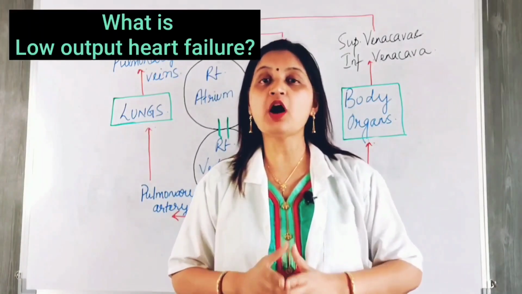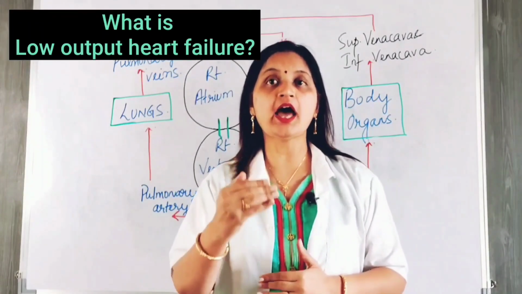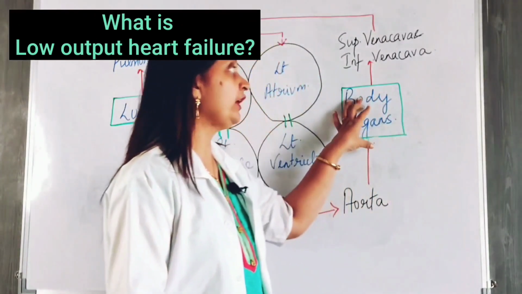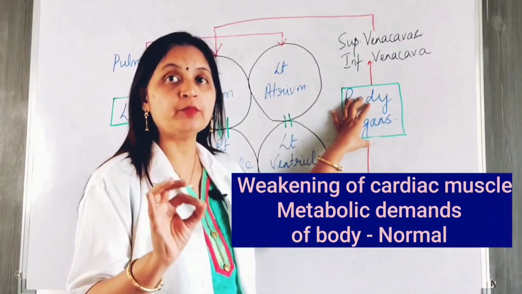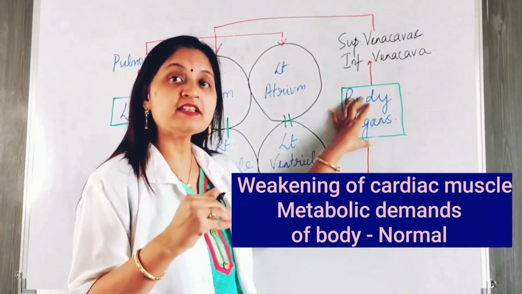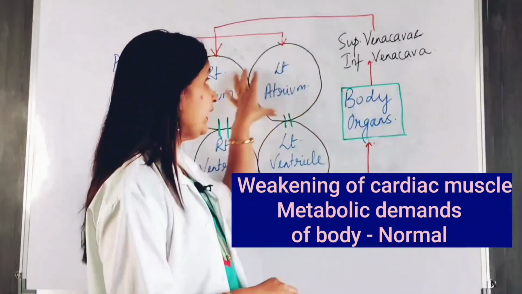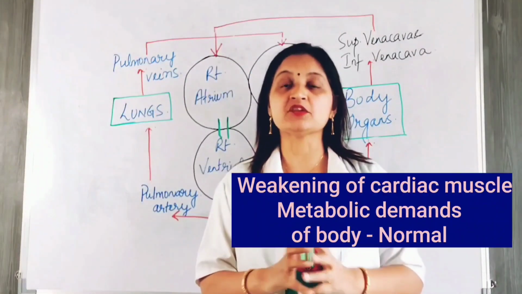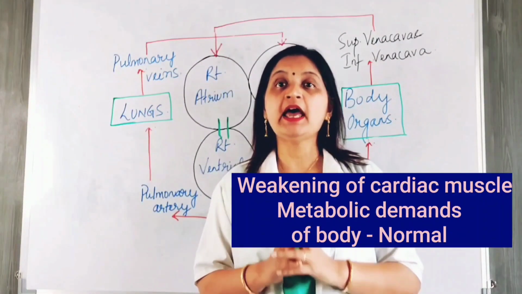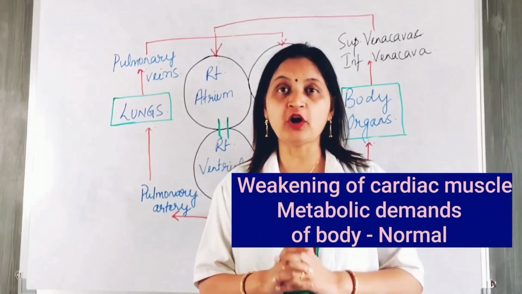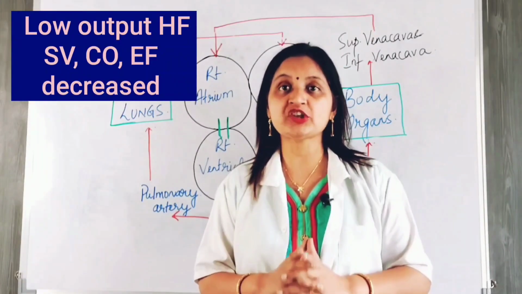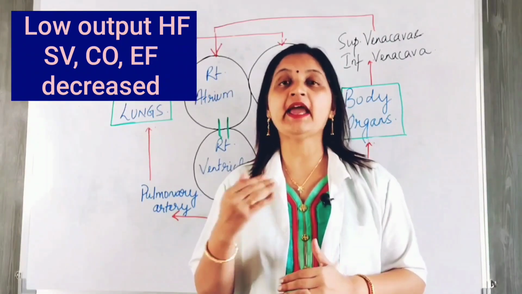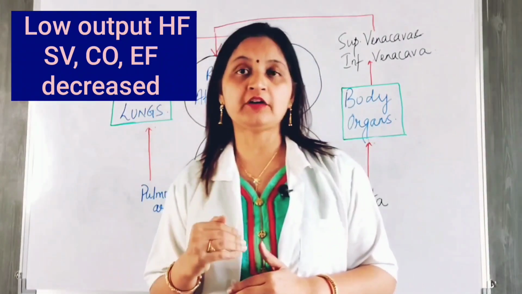Speaking of low output heart failure, unlike high output heart failure, in low output heart failure the metabolic demands of the body are normal. The metabolic demands being normal, there is weakening of the cardiac muscle, and this decreases the stroke volume, cardiac output and ejection fraction. And this results in low output, and hence the term low output heart failure.